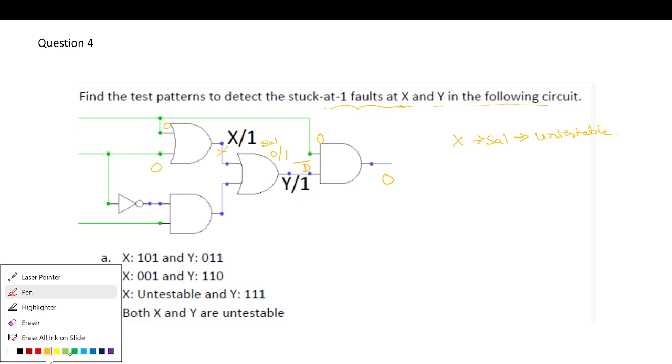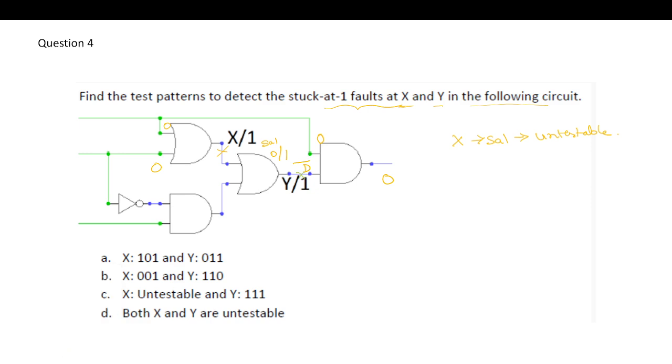The next fault is Y stuck at 1, which means again 0 bar 1, which is D bar. To have a D bar here, we want a non-controlling value here. And this is an OR gate, we want 0 0 here. This has 1. With 1, again we have a conflict here. So again, Y stuck at 1 is also untestable. So both X and Y are untestable.